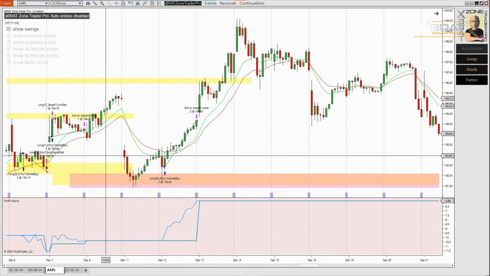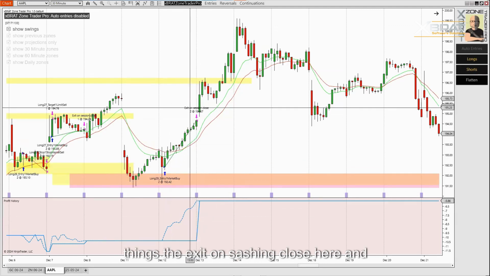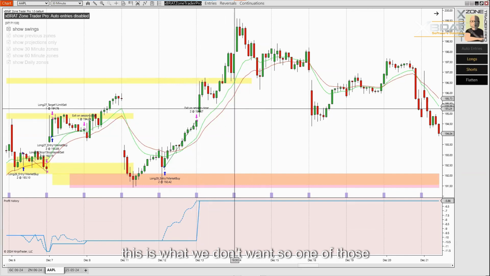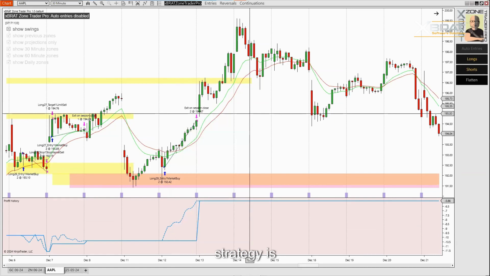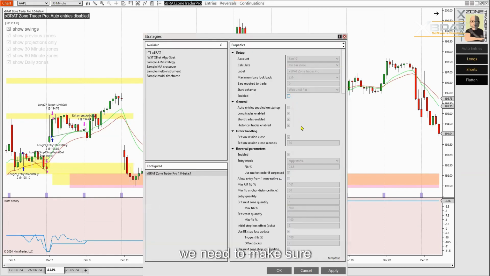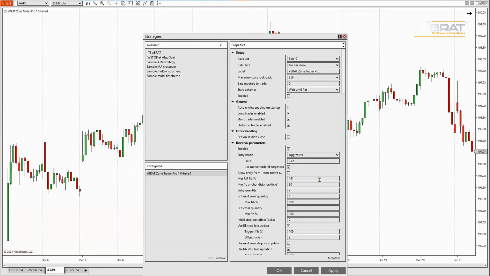Do we need extra EMAs for short-term swings for stocks, for example? And then we're going to be even looking at 6-minute time frames, things like that, to see if we can get some really good moves. One of the things, it exits on session close here, and this is what we don't want. So one of those settings when we're short-term swinging on the strategy is we need to make sure that we disable exit on session close. It's swing trading. We need to swing it over those closes.